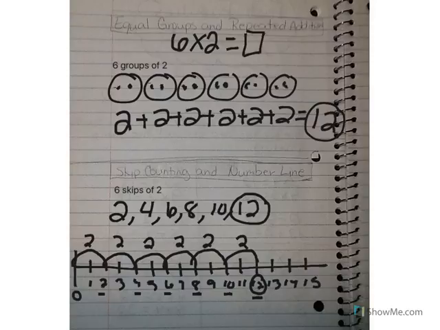So again, like you can see, all of my products remain the same. They were all 12 no matter how I represented it. Make sure you have all your work shown correctly and be prepared to discuss.